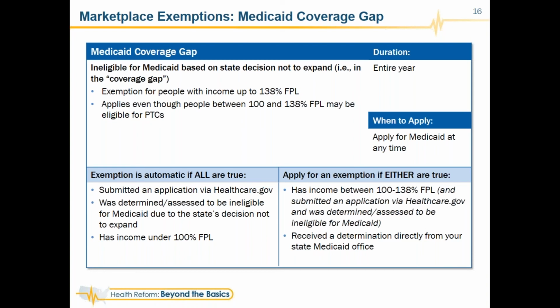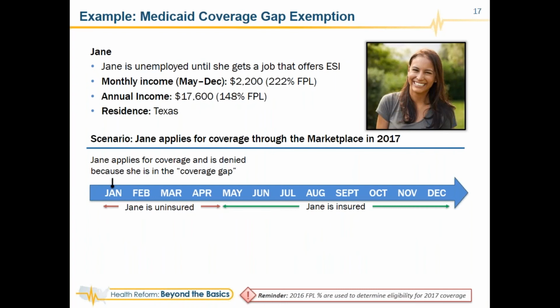So here's another example. This is Jane, and Jane is unemployed until she gets a job that offers employer-sponsored coverage. At that point, she has monthly income of $2,200. And that puts her for the year at about $17,600, which is about 150% of the poverty line. And she's in Texas because we love to pick on Texas. So in this scenario, Jane applies for coverage through the marketplace, let's say during open enrollment. She applies for coverage and she's denied because she's in the coverage gap.